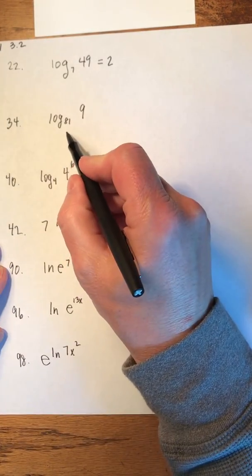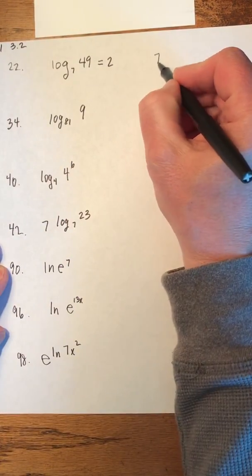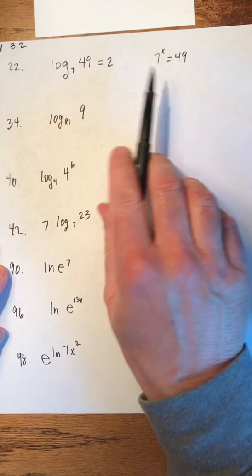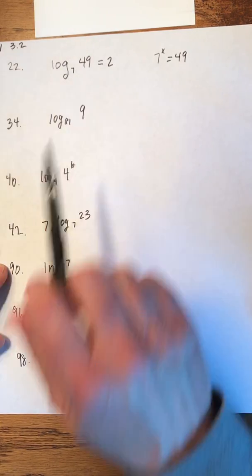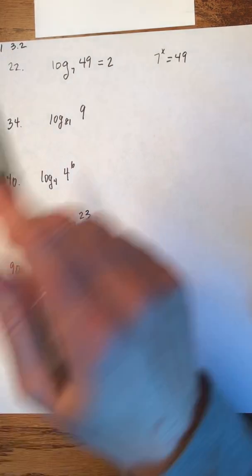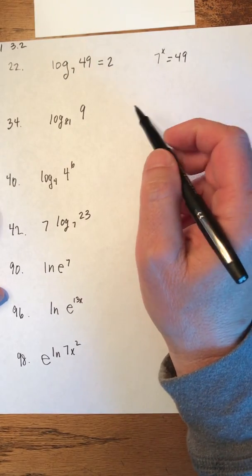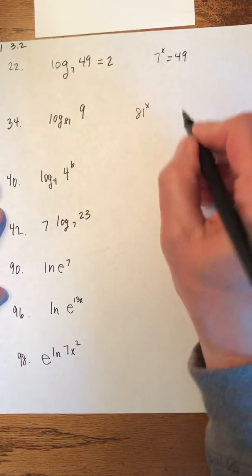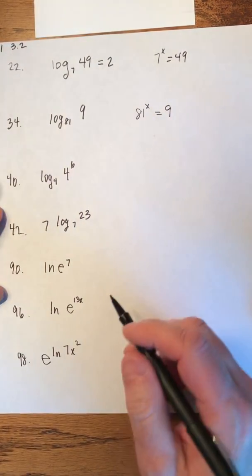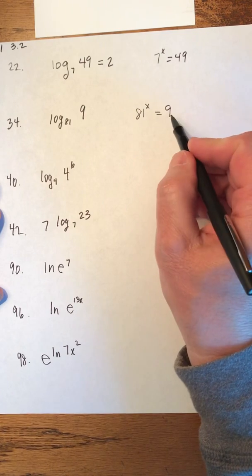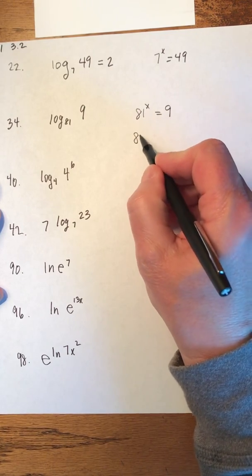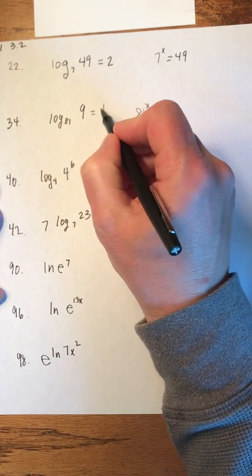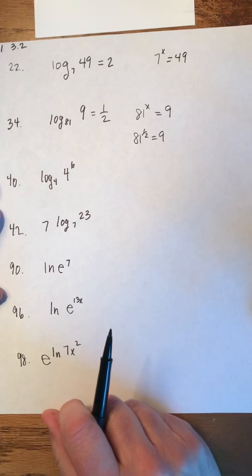This one says 81. So really, this one up here, we could say 7 to what power equals 49. This is the exponential equation. That's the logarithmic equation. They're equivalent, but they look very different. But they mean the same thing, and they have the same value. So this one says 81 to what power equals 9. Now, the square root of 81 would equal 9, right? And the square root is a 1/2 power. So 81 to the 1/2 power equals 9. So this thing is the number 1/2, or 0.5.